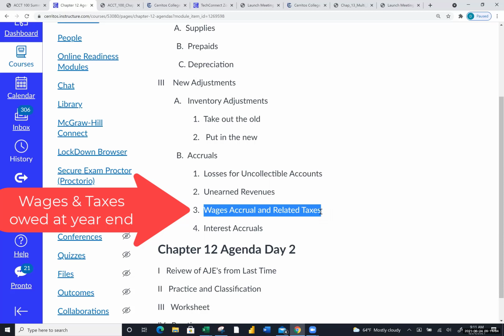But not only do you got to put the wages on the books, you need to put the related payroll taxes on the books. And I saw that many of you have already finished chapter 11, which made my heart very happy. So you're working ahead of the game. That means you can devote your time to the 2 toughest chapters, this chapter and chapter 13. So we'll demonstrate how to do that.